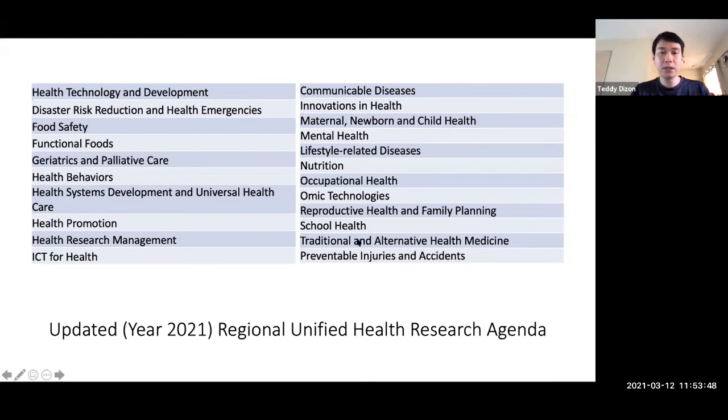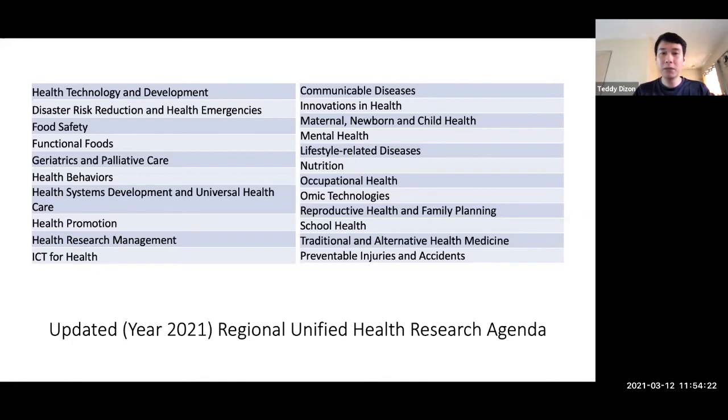Okay, for the nutrition, we have 100%, occupational health 77, 69% omic, reproductive health and family planning 85%, and then school health 92%, traditional and alternative health medicine 77%, and preventable injuries and accidents is 100%. So stop sharing the results and then we will proceed to collaboration.